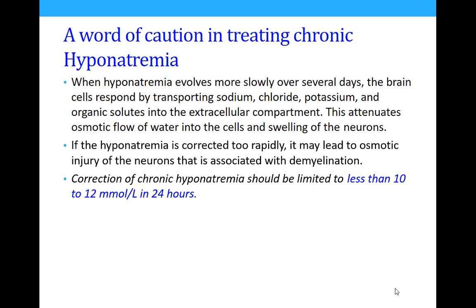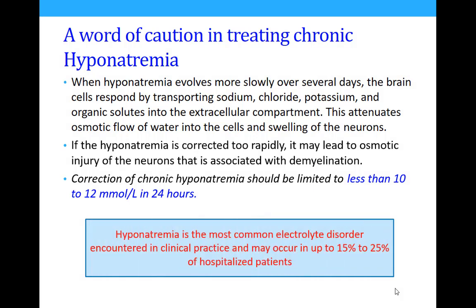This is the recommended guidelines, 10 to 12 millimoles correction in 24 hours. So, you do it slowly. Okay? And hyponatremia is the most common electrolyte disorder encountered in hospital patients, and usually it is missed. So, you need to have a very strong clinical suspicion to pick it up, hyponatremia in hospitalized patients.